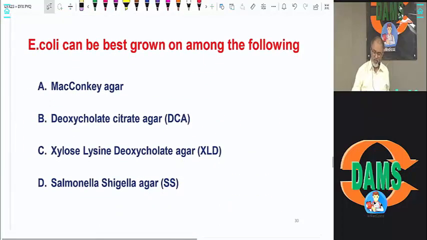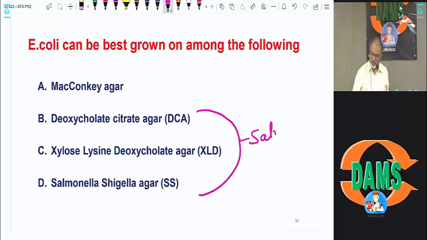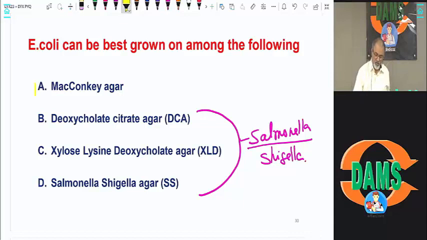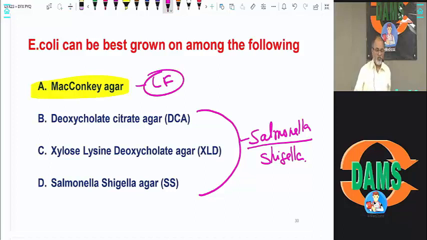E. coli can be best grown among the following: deoxycholate citrate? That is for Salmonella and Shigella. E. coli happily grows in MacConkey agar. It produces what colony? Lactose fermenting colonies.